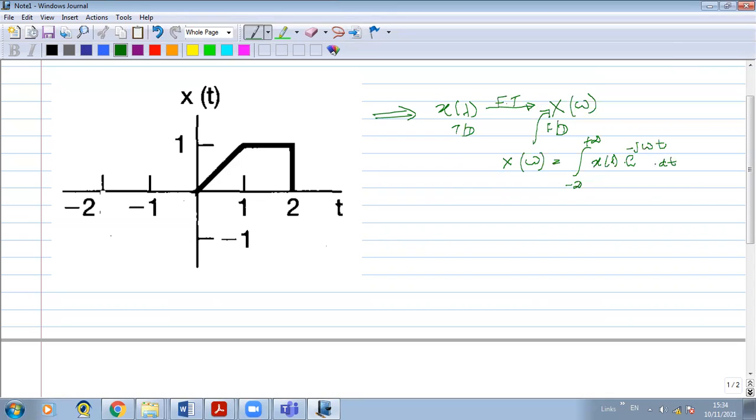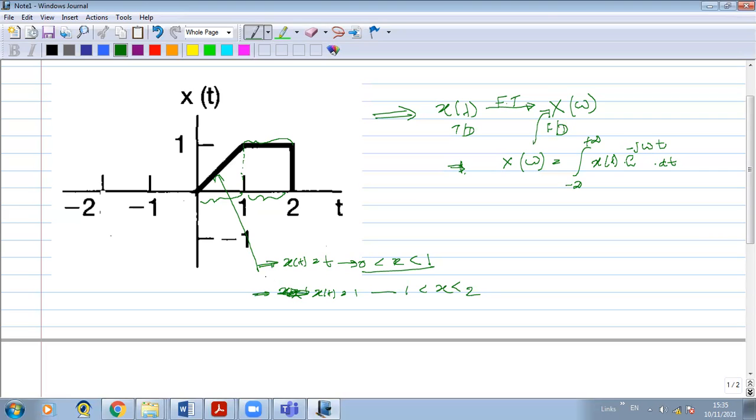So let's try to do this. When you look at this signal, it has two parts. This is one part and this is another part. This part is x(t) equal to t, from 0 to 1. And this other part is a DC part, where x(t) is equal to 1, within 1 and 2.